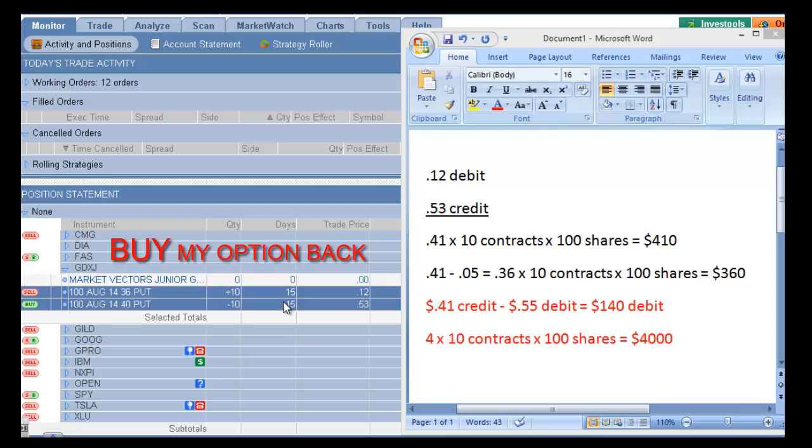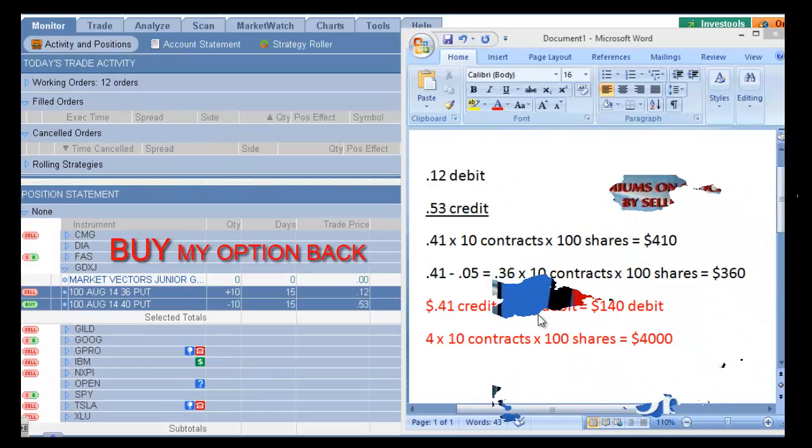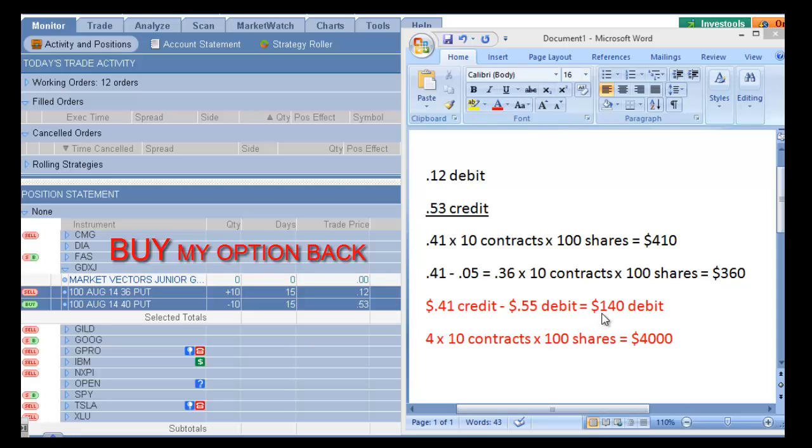So right now, if I were to sell my option back, and we're going to right click and I'm going to show you how to sell your option back, it is saying that I received a credit of 41 cents, but to sell it back today is going to cost me 55 cents. So the difference between 41 cents and 55 cents is 14 cents. We derive this number by subtracting 41 cents from 55 cents, and that is 14 cents. If I take this 14 cents times 10 contracts times 100 shares, this is going to give me a debit of $140.